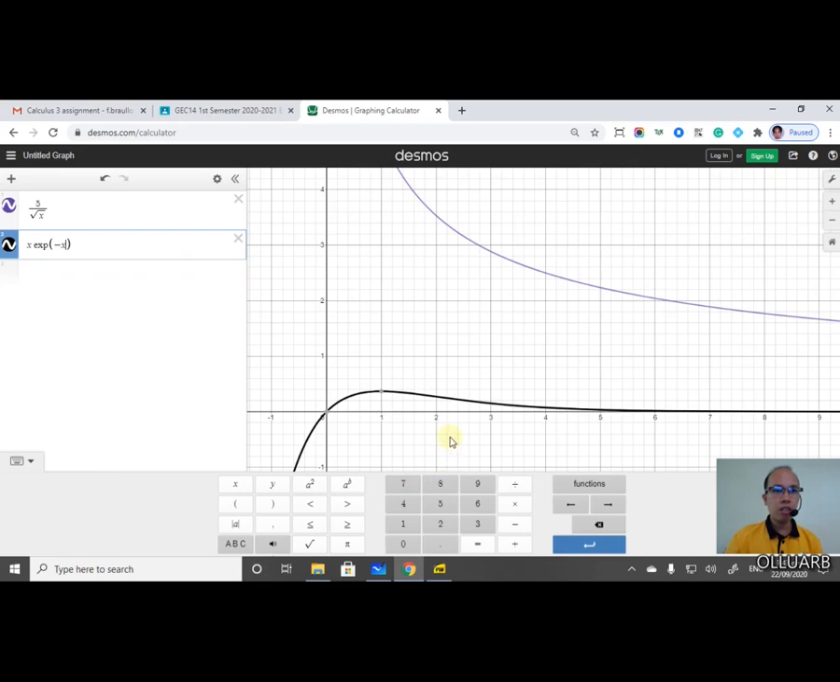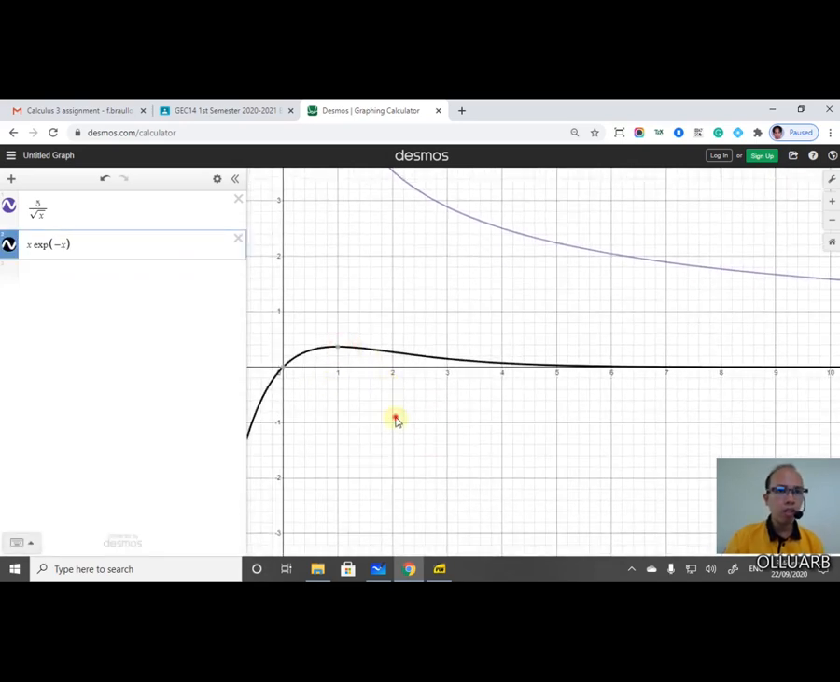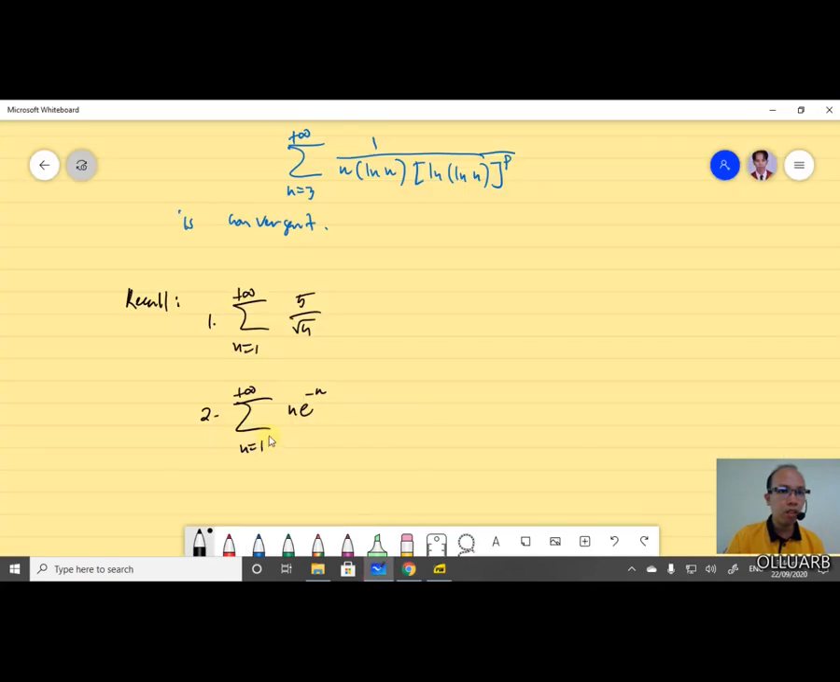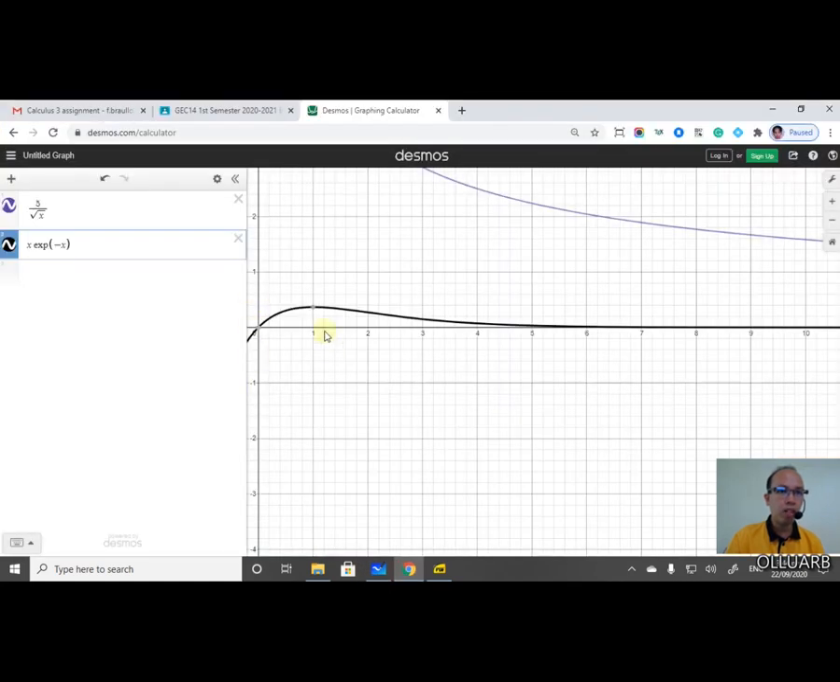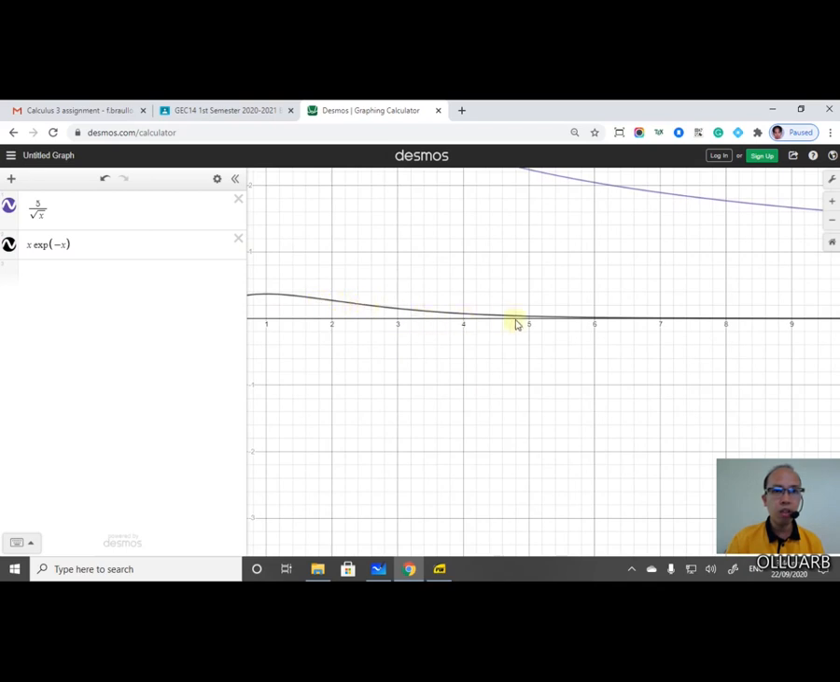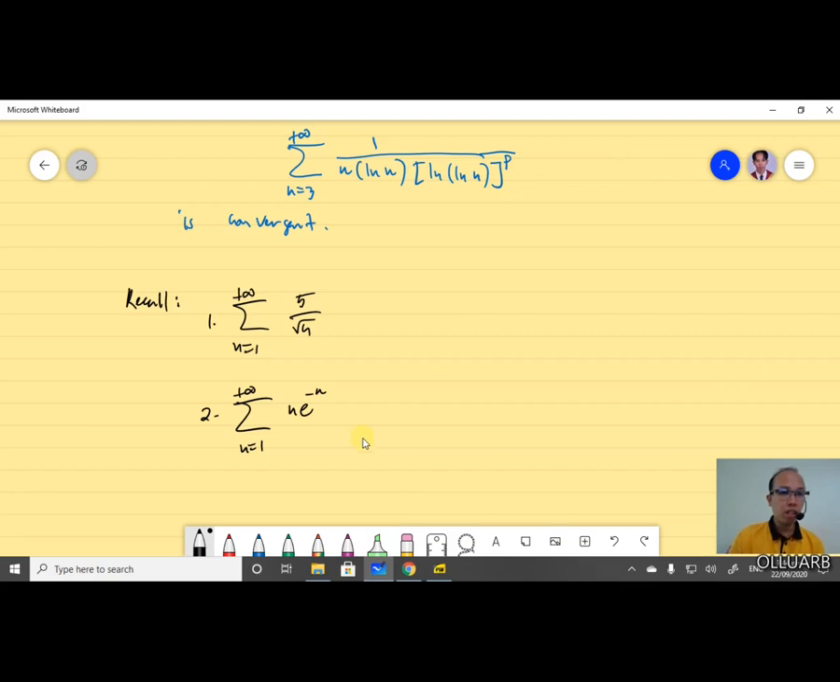Okay, so as you can see here in the black graph, the function is decreasing, and notice it starts from n equal to 1. That is why the index starts from 1. Starting from 1, it decreases in value, but it is positive valued because it is above the x-axis, and as you have noticed, the function is continuous. There is no hole in the graph. So that's the second example.